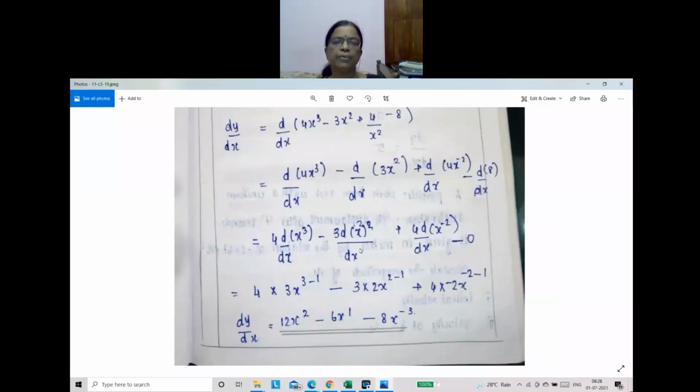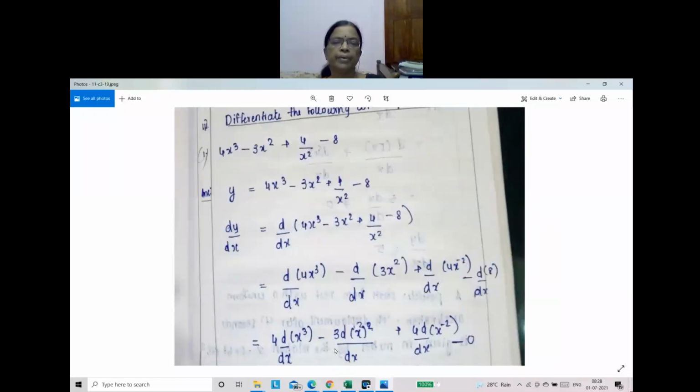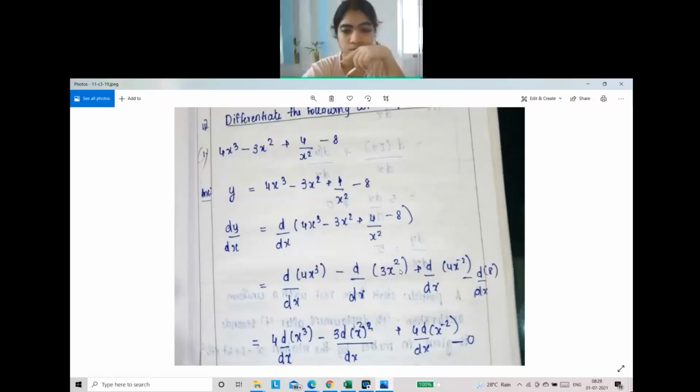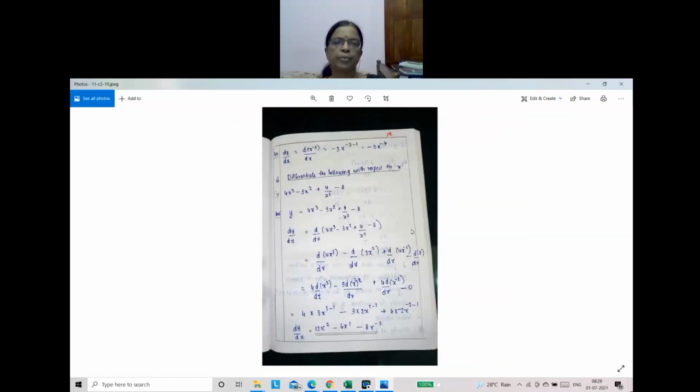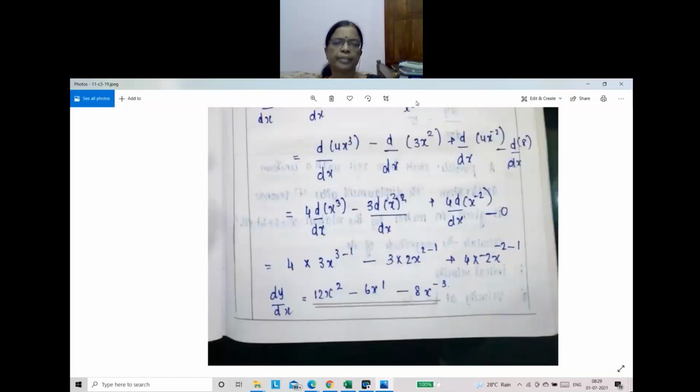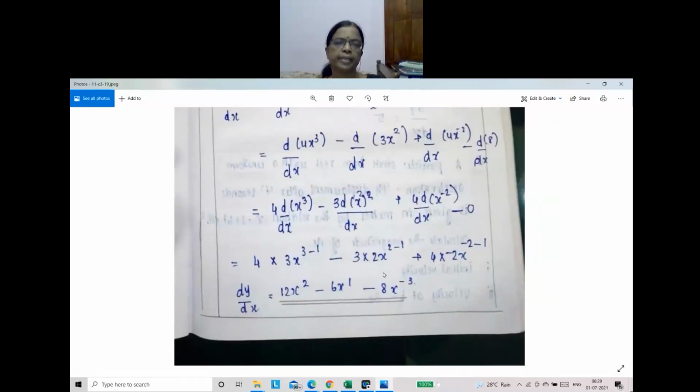Then the next term, 3 into d by dx of x square, how will you do? 2 into x raised to 2 minus 1, that is 1, x raised to 1. So 3 into 2 into x raised to 2 minus 1, 2 minus 1 is 1, so 2x. 3 into 2x becomes 6x.